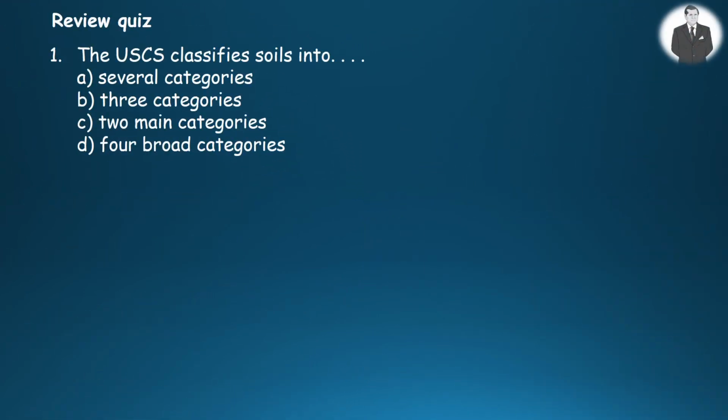Now let us review what we have learned so far. The Unified Soil Classification System classifies soils into what? Yes, you got it. Two main categories.